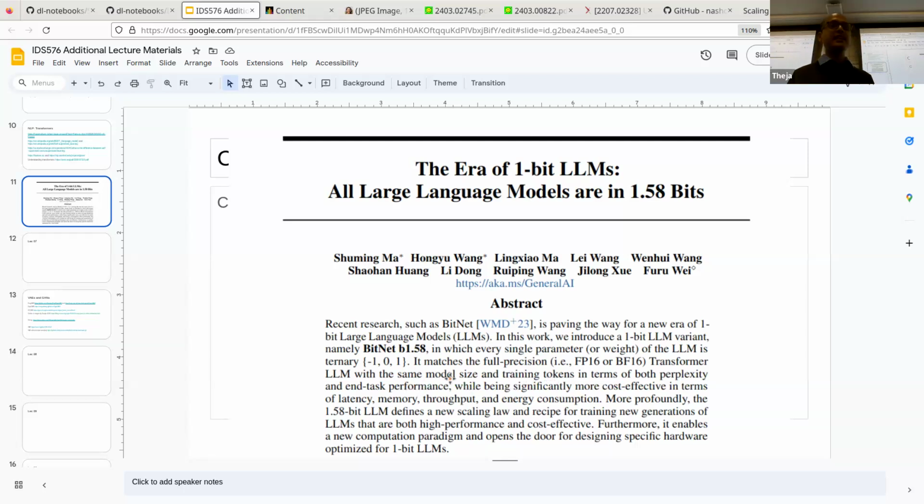Compared to existing what are called full precision or floating point 16 or variations. So full precision is what we've generally worked with. They're just saying that even with this restriction, the same architecture trained in a different way can really match the performance of full precision models.